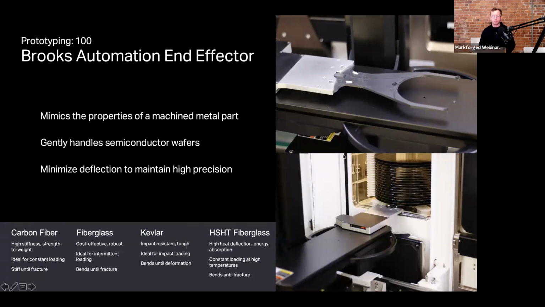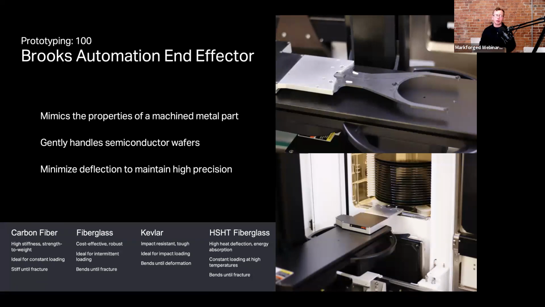So first and foremost, they need to make sure that this part behaves as closely to the final metal part as possible, while also gently handling these semiconductor wafers and precisely loading and unloading them from these trays that you see in this photo over here. So what fiber do you think would be best for this one?